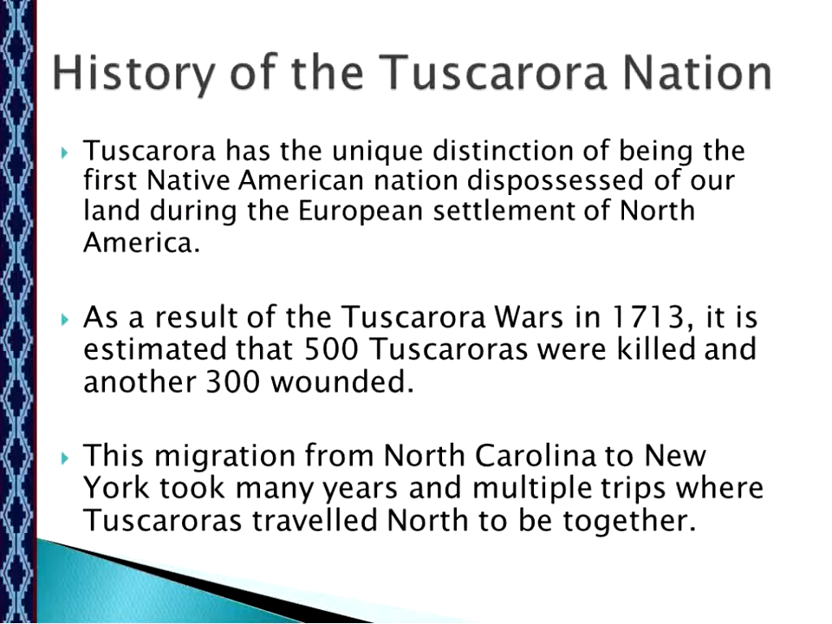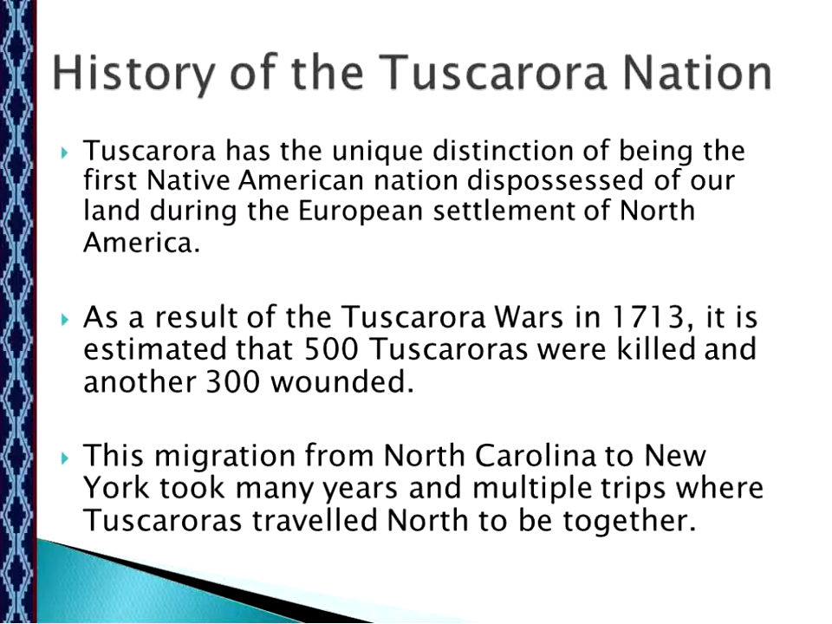So for those of you who are not familiar with the Tuscarora Nation, the Tuscarora were originally located in North Carolina, and Tuscarora has the unique distinction of being the first Native American nation dispossessed of our land during the European settlement of North America. So as a result of the Tuscarora Wars that occurred in 1713, it's estimated that 1,000 to 1,500 Tuscaroras were killed and another 300 wounded. Regardless, this loss was so devastating to the remaining Tuscarora that they decided to abandon their homes and head north to seek out the protection of the Five Nations.